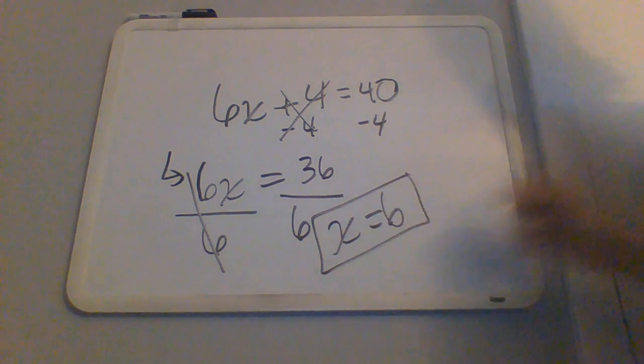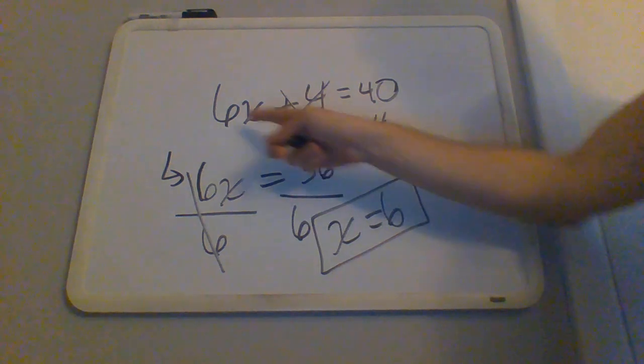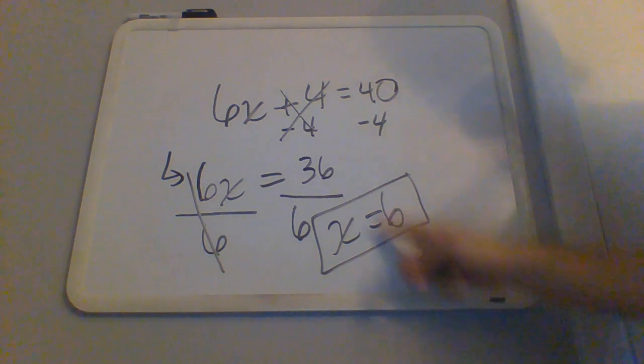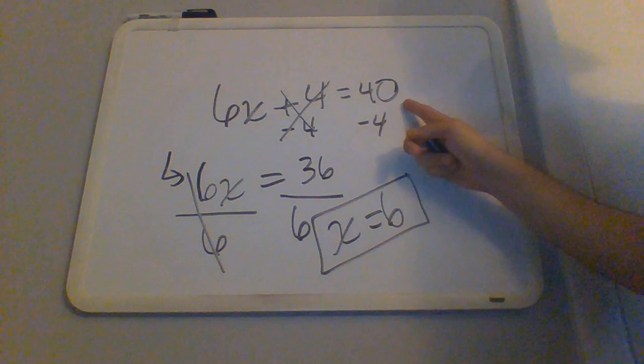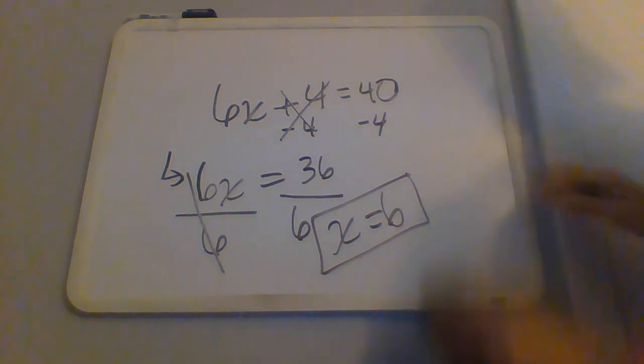And always check your answer. If I plug in 6 for x, 6 times 6 is 36, plus 4 equals 40. So we know that it makes sense.